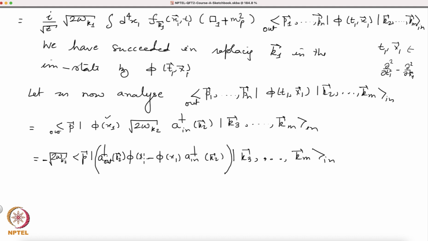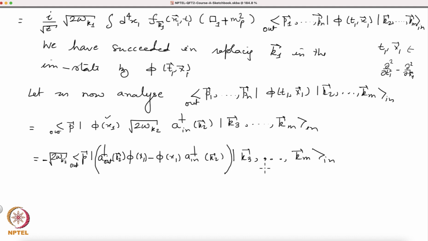phi x1. And why am I allowed to insert this? Because this contributes 0, and let's see why. You have a out dagger with k2, and this guy acting on the out state, in which none of the labels p1 to pn is equal to the label k2, is going to give you 0, right? So a out dagger k2 acting on this gives you 0. So you have not changed the equality. And of course, if you put phi x1, that also doesn't do any damage. So I am allowed to write it this way.